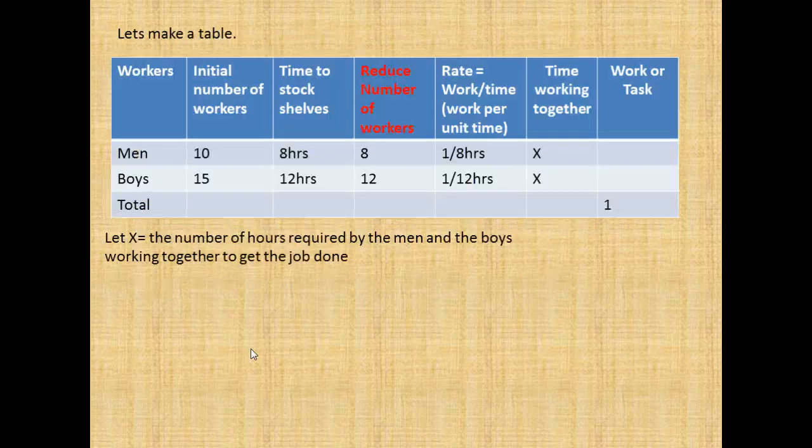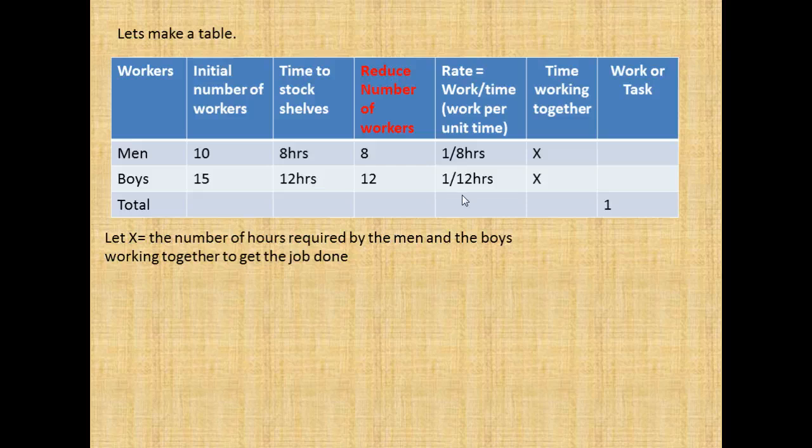Okay, let's make a table. Now keep your eye on this table. We have workers, the initial number of workers, the time to stock the shelves, reduced number of workers, and their rate, and the time working together, and work or task time, which I have nothing there yet. The initial number of men is 10, and boys is 15.